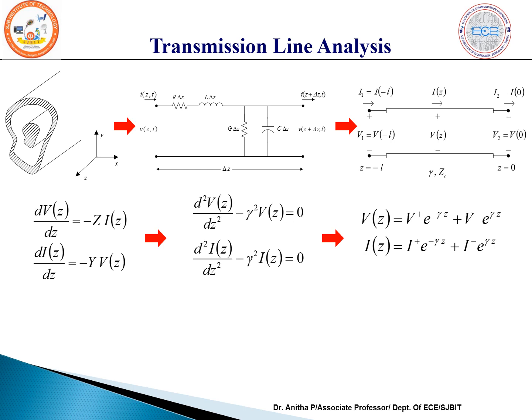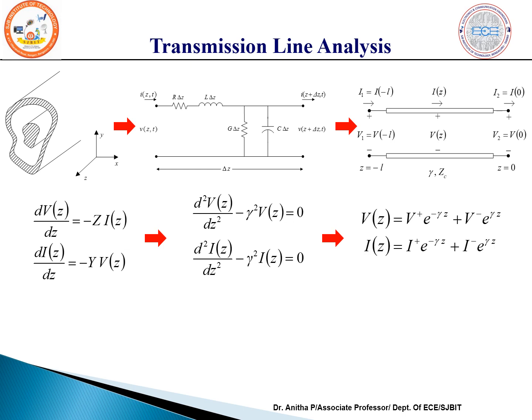The first component is V plus e power minus gamma z, indicating the incident wave, or wave traveling in the positive z direction. Gamma is the propagation constant, and plus z indicates the wave is traveling in the positive z direction, that is from source to the load. Another component is V minus, which we call the reflected wave, with magnitude V minus, and the propagation is in the negative z direction, e power gamma z, minus gamma into minus z, which gives gamma z, a wave traveling in the negative z direction.